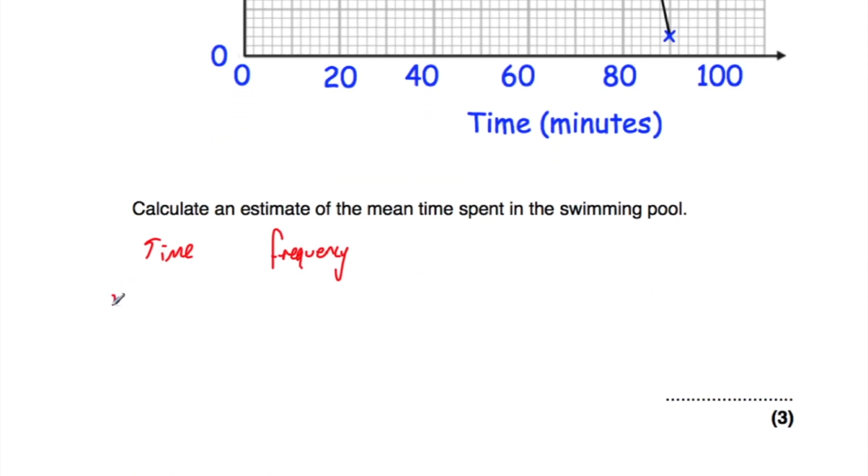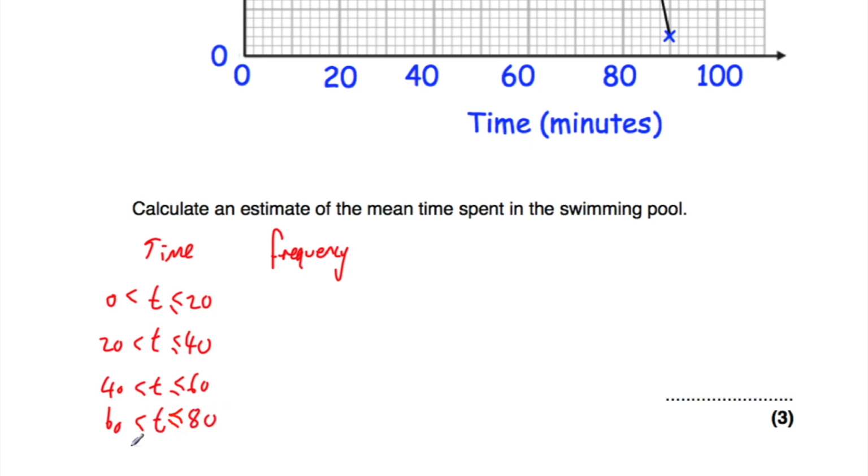So we're going to say the time is between 0 and 20 minutes. We're going to then say between 20 and 40 minutes, between 40 and 60 minutes, between 60 and 80 minutes, and between 80 and 100 minutes. So there's our class intervals, because each of those points is in between 0 and 20, 20 and 40, 40 and 60, 60 and 80, and 80 and 100.